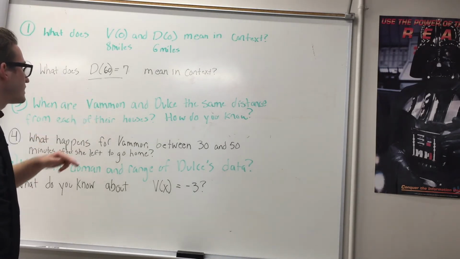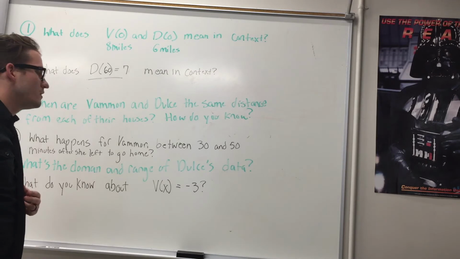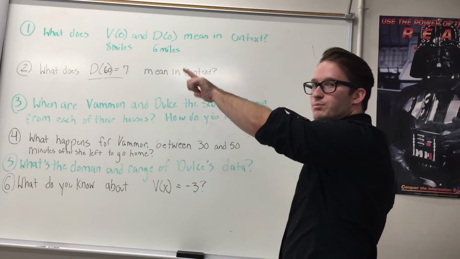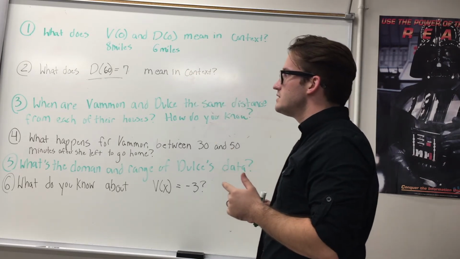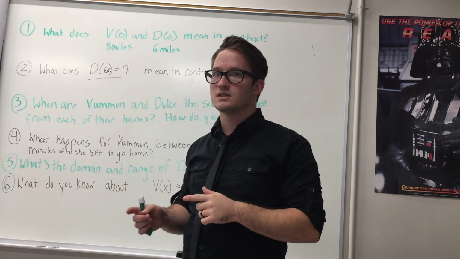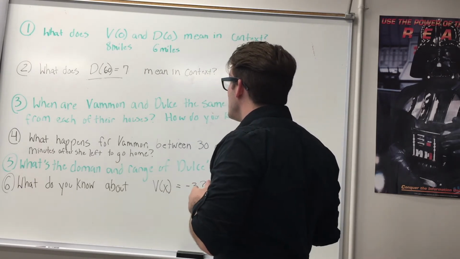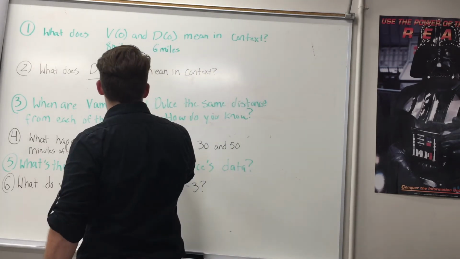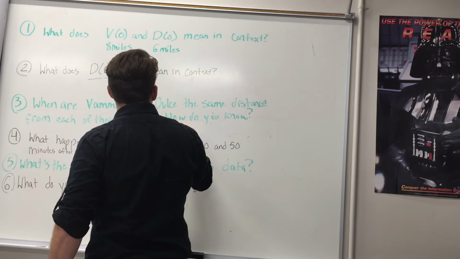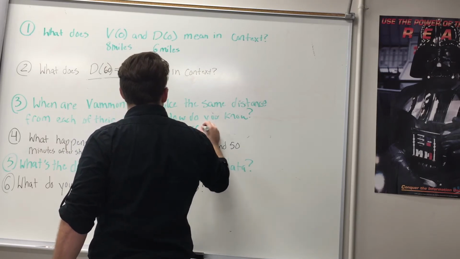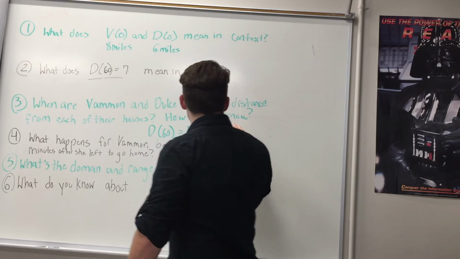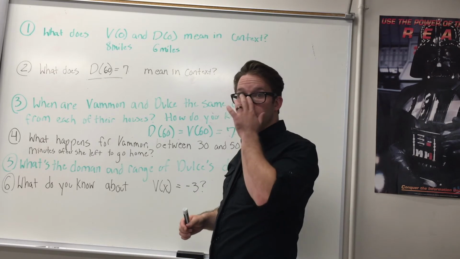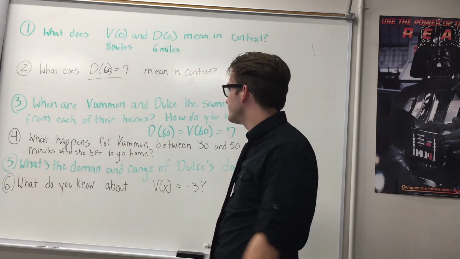What about this question? When are Vaman and Dulce the same distance from each of their houses? How do you know? Well, if I had to take my table and plot the points on my graph, I'm really trying to examine distances from the houses and when they match up. I noticed that at 60, for Vaman and Dulce, they're both the same distance from their houses. They're both 7 miles from their house. So I know after 60 minutes, they're 7 miles from their own respective houses.